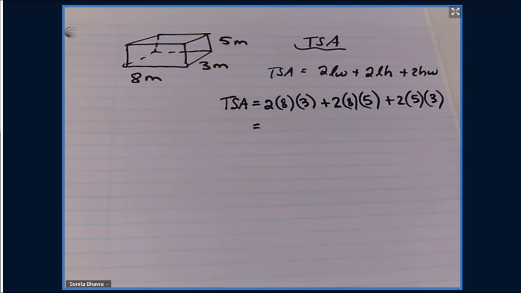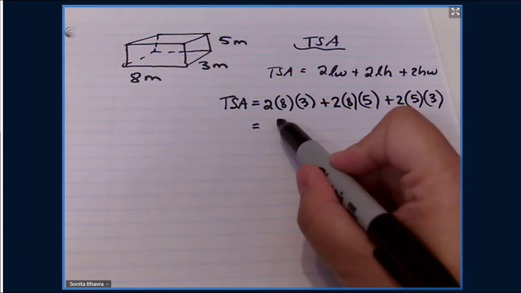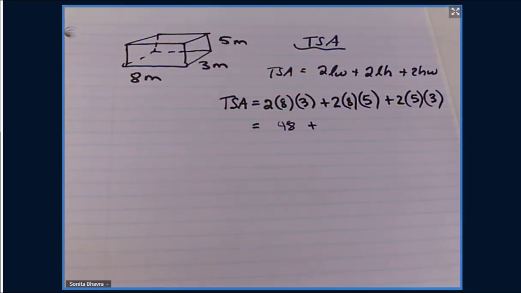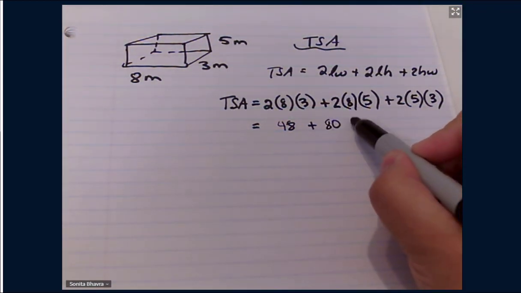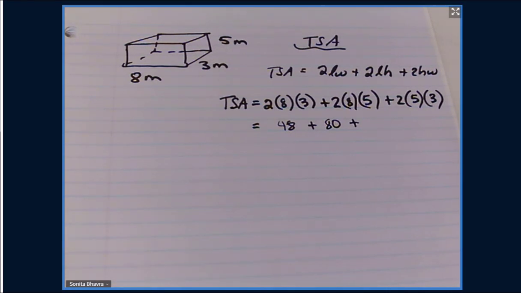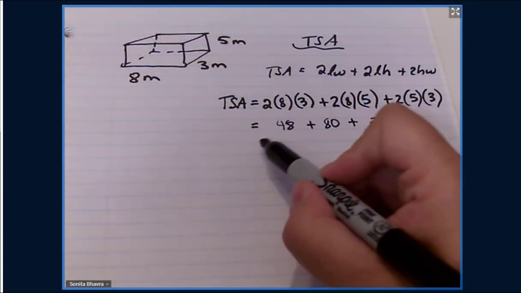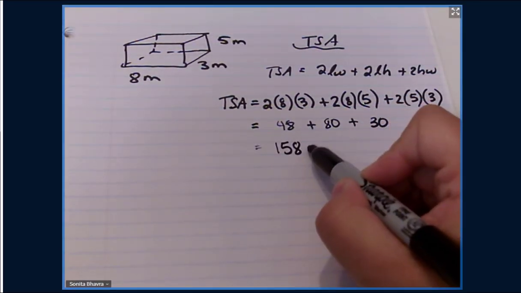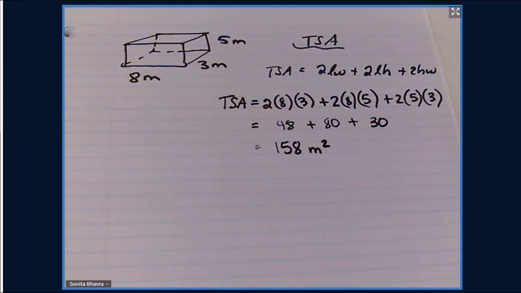2 times 8 times 3 gives me 48, plus 2 times 8 times 5 is 80, and then 2 times 5 times 3 is 30. And then we just have to add those up together. And we get 158, and it is meters squared.